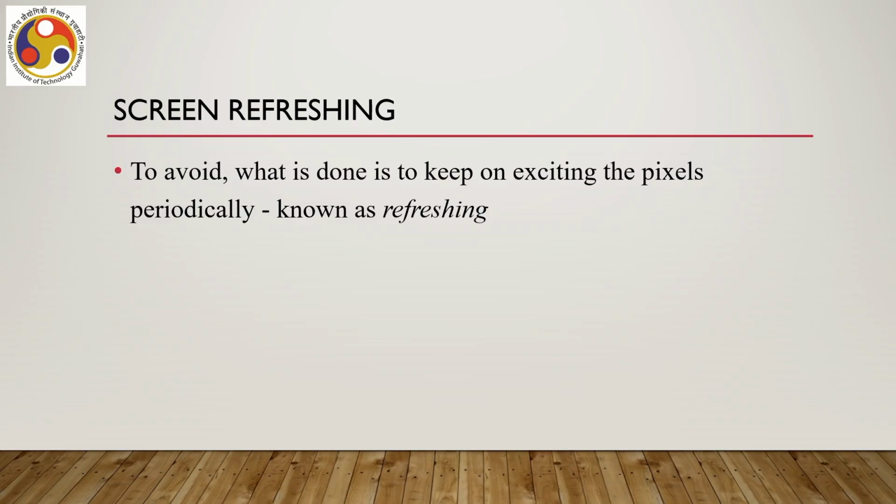One is that the scene starts fading, and the second is that the scene may not be rendered without distortion. To avoid this, what is typically done is to keep on exciting the pixels periodically. This is called refreshing. Although the image is not changing, the scanning mechanism still happens periodically, so that we get to see uniformity in the image rendered.